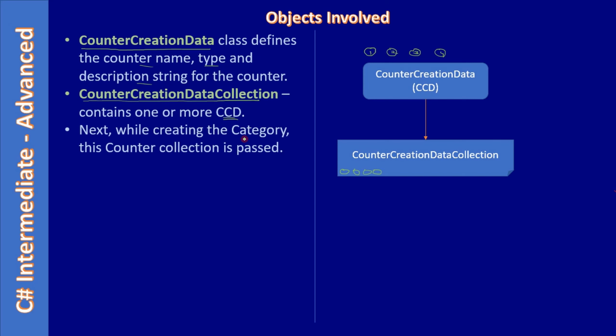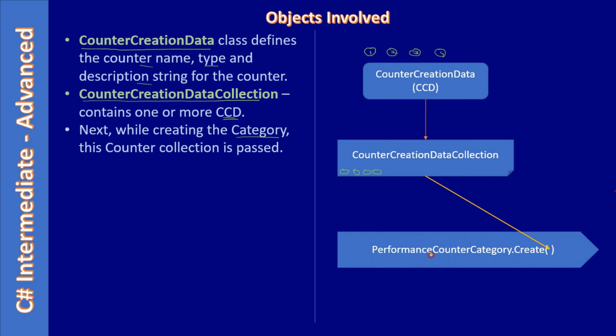Next, while creating the category, this counter collection can be passed. That means here we will be making use of PerformanceCounterCategory.Create. We will make a call, and to this Create method we will pass a counter creation data collection. The collection already has the counter creation data. So this is how we create our own performance counter.